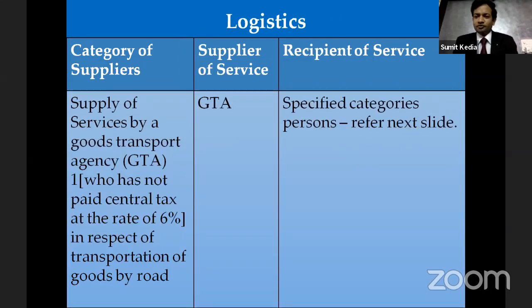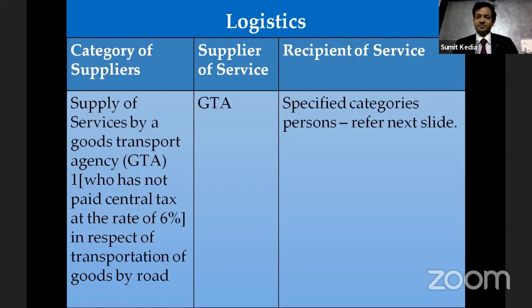Now let's come to one of the most interesting services, which is GTA, logistics service, GTA service, goods transport agency. Why I'm stressing a lot of importance on this service is, this is applicable to all the taxpayers who are dealing with goods, whether a trader, manufacturer, dealer, distributor. Everyone might have some or the other GTA service. They might hire a tempo or a truck or a trailer or a container. They might hire any service which is transportation of goods.